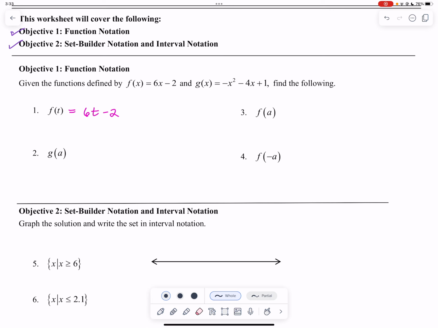Now let's go to g of a. We will go to the g function, and everywhere there's an x, we're going to put an a. So that is just the opposite of a squared minus 4a plus 1.